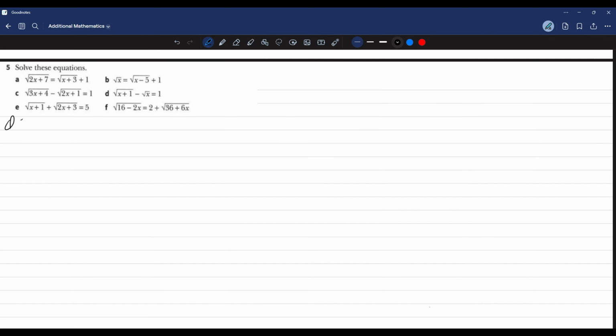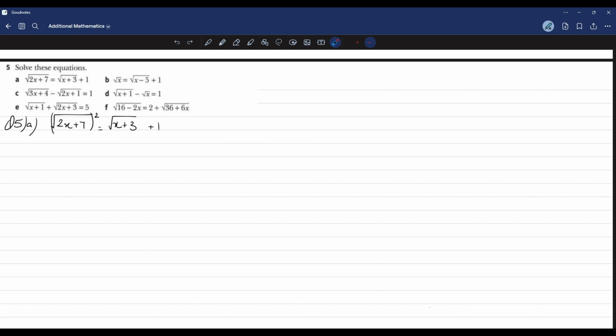Okay, for question number 5, part A, we are simply first of all going to copy this down. 2x + 7 is equal to √(x + 3) + 1. Again, we can't square these two things individually. In fact, let me make a virtual representation. In order to cancel this square root out, I have to square this side, and obviously I can't square this side out of the blue, so I have to square the other side also.